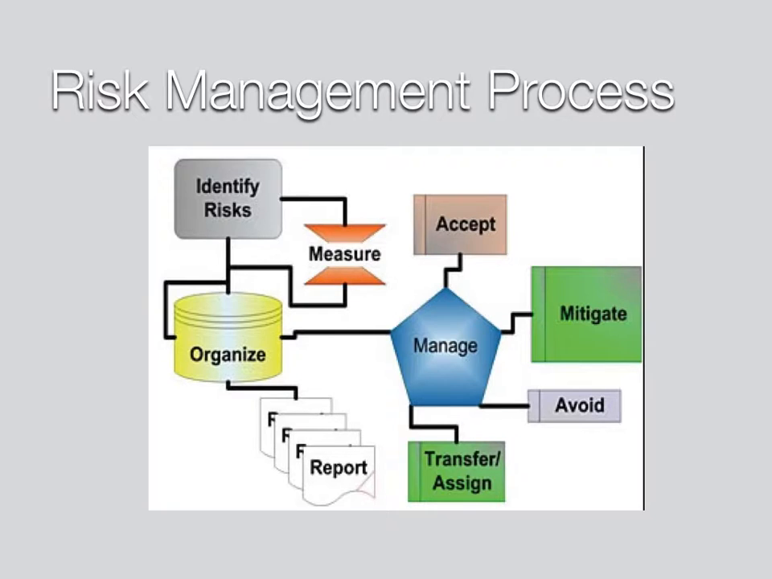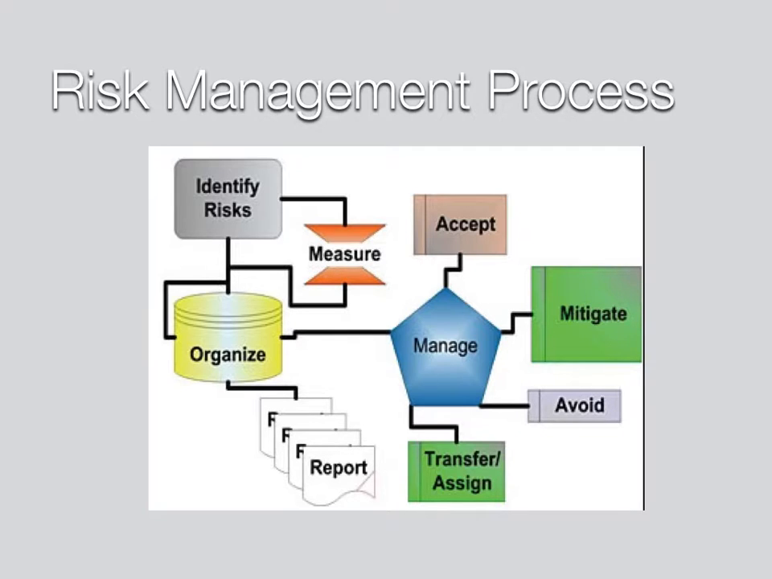So we look at the overall process of identify risk. You're going to measure what is the potential impacts and probability. You'll organize those risks. You'll manage those risks, which means you are constantly revisiting those risks. And once you mitigate one risk, you may find other risks that come about. So the identification of risk is an ongoing process, and so is the management.